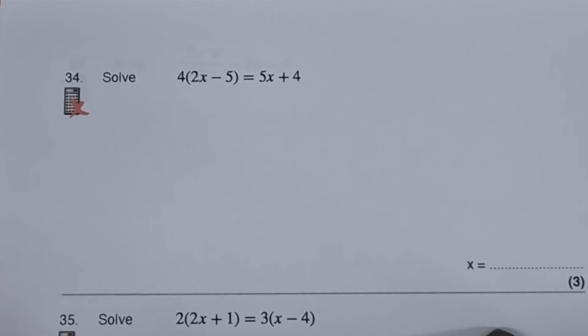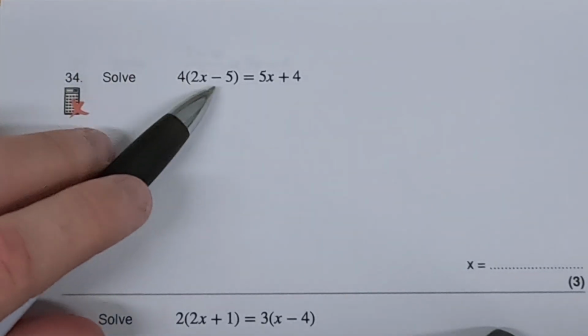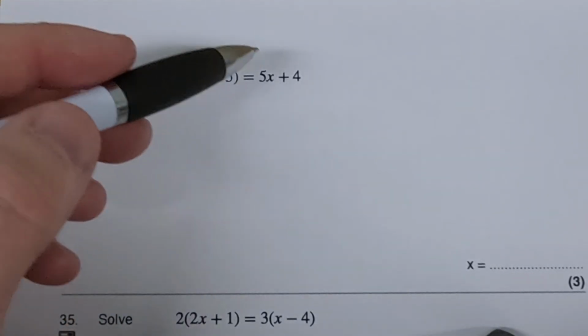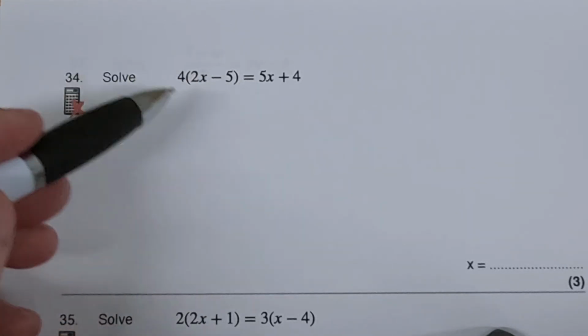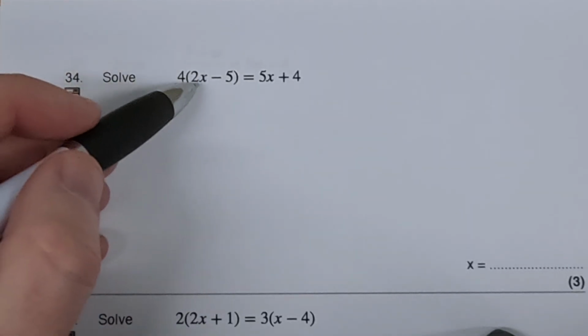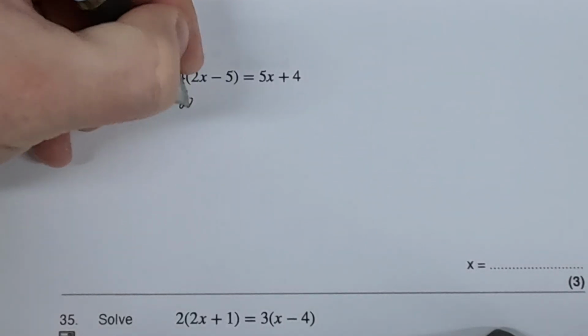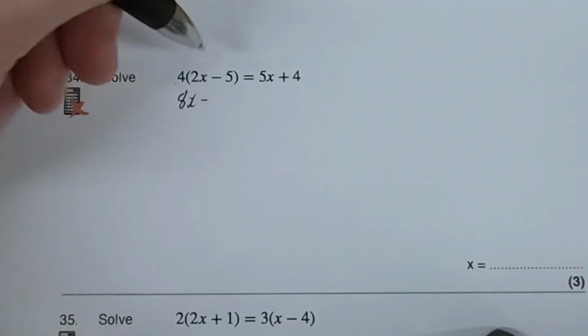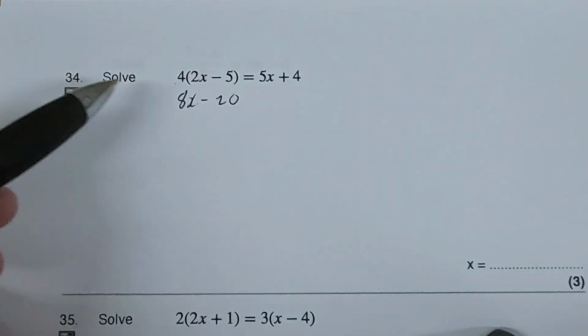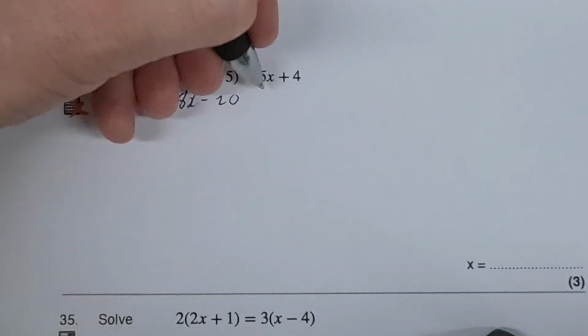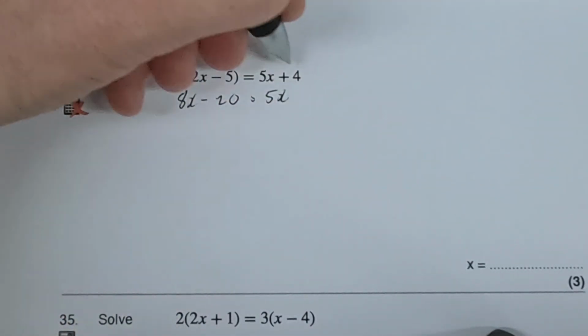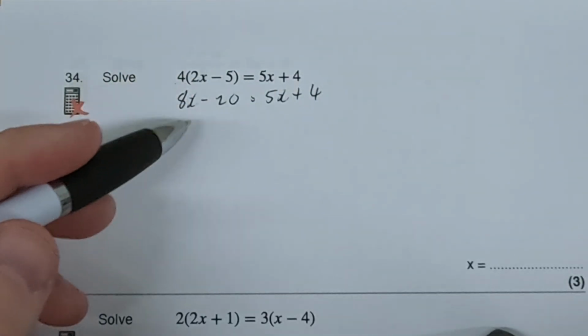Okay, so question number 34, we've been asked to solve 4 bracket 2x minus 5, close brackets, equals 5x plus 4. So let's start off by expanding our brackets. 4 times 2x would be 8x, and then minus, and then 4 times 5 would be 20. So expanding the brackets would be 8x minus 20, and the right-hand side of the equation stays the same, so 5x plus 4.